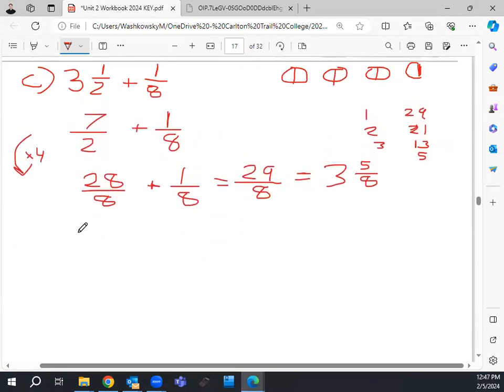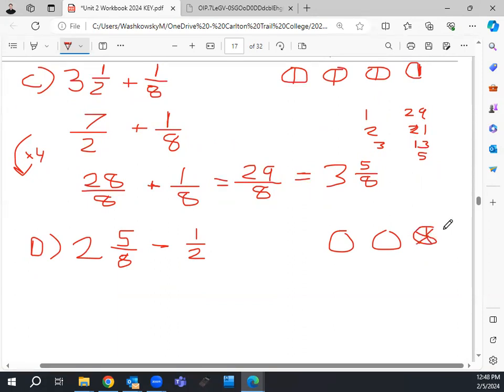And then the same one works for question D here, right? Only the difference is now we are subtracting. So I have 2 5/8 subtract a half. And just like before, this is saying, hey, you've got 2 whole pizzas and you have 5/8 of a pizza here.